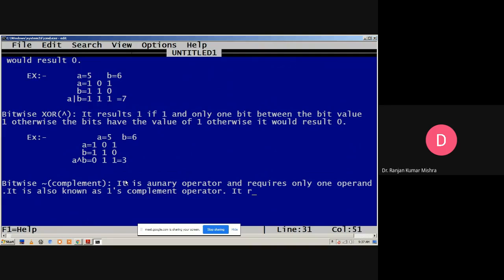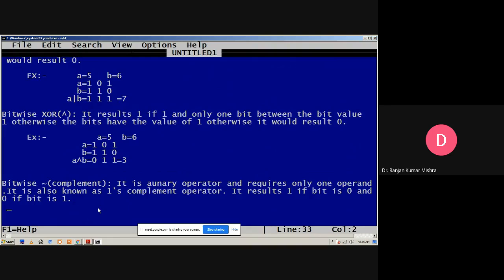It results in 1 if the bit is 0, and 0 if the bit is 1. That means it converts 1 into 0 and 0 into 1. Okay, it is the same as the NOT gate in digital electronics.